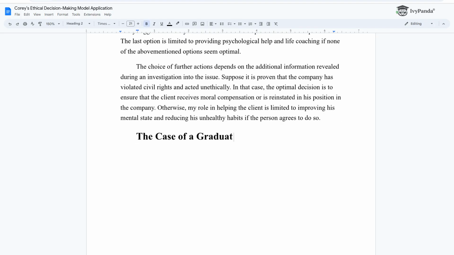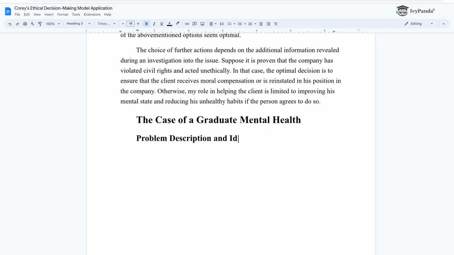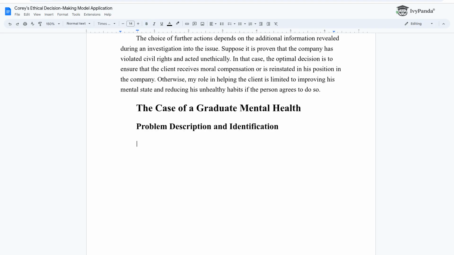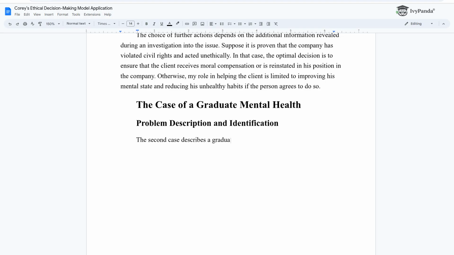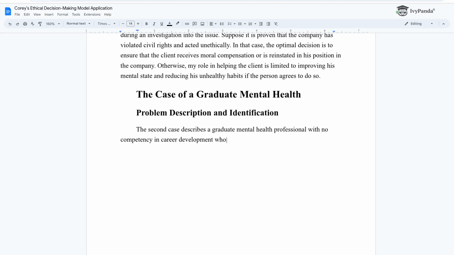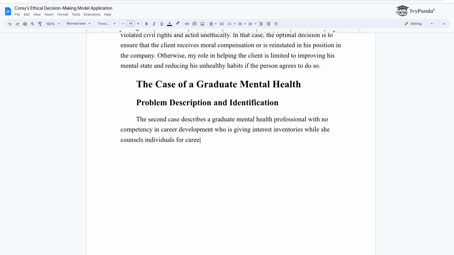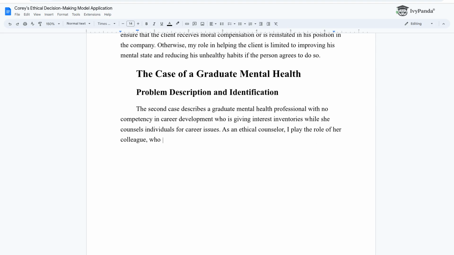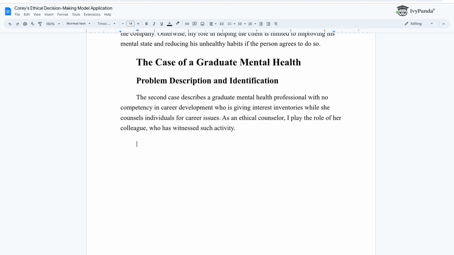The case of a graduate mental health. Problem description and identification. The second case describes a graduate mental health professional with no competency in career development who is giving interest inventories while she counsels individuals for career issues. As an ethical counselor, I play the role of her colleague, who has witnessed such activity.